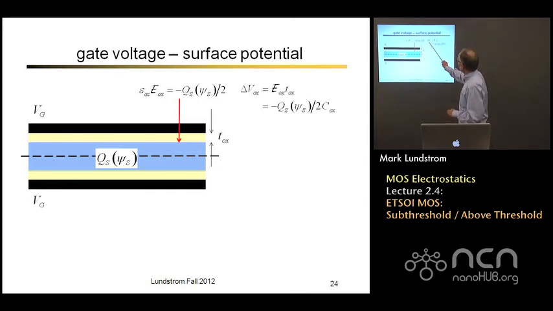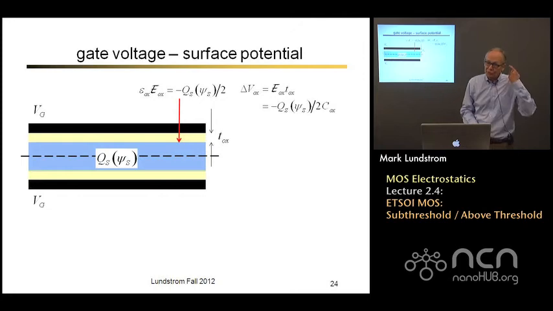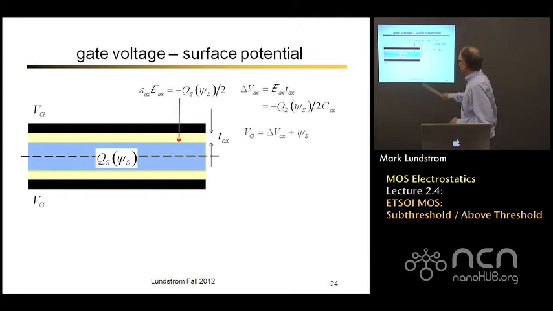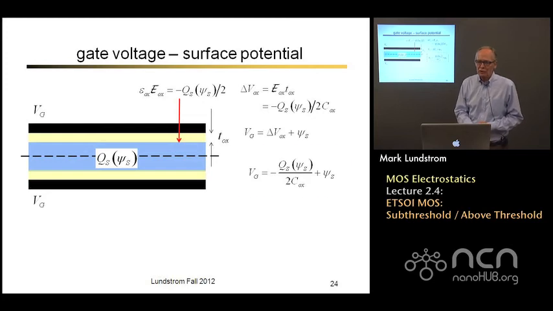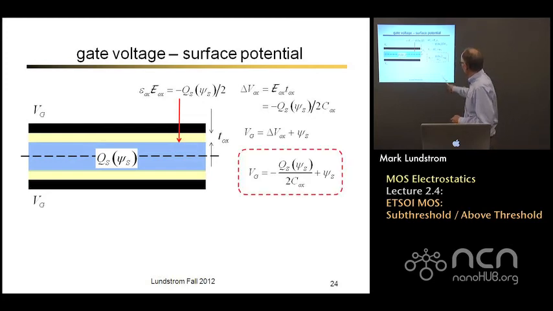So we can compute the volt drop across the oxide. It's just the electric field in the oxide times the thickness of the oxide. And we get an expression that's very much like the one we had before, just a factor of 2, because only half of the charge images on the top plate. The gate voltage is the sum of the voltage drop across the oxide plus the potential in the semiconductor. So we get an expression that relates the surface potential to the gate voltage. Looks very much like the one we had before. We just have to be careful about the factor of 2.